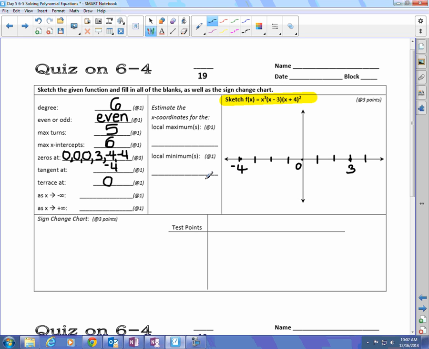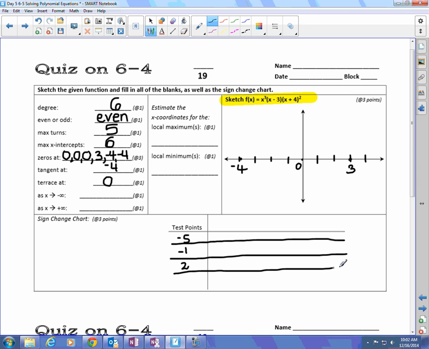A sign change chart is where you're picking points that are in the intervals. So there are points to the left of negative 4, which would be negative 5. There's going to be points between negative 4 and 0, which I can pick negative 1 or negative 2, negative 3. There's going to be points between 0 and 3. I'll just pick 2. And there's going to be points from 3 to infinity. I'll just pick 4.